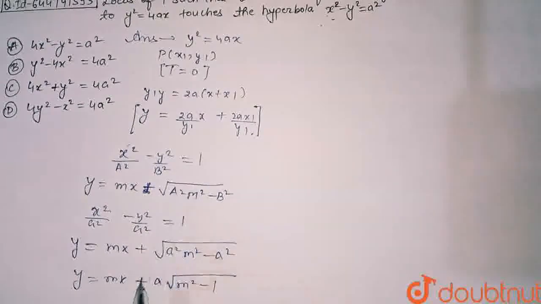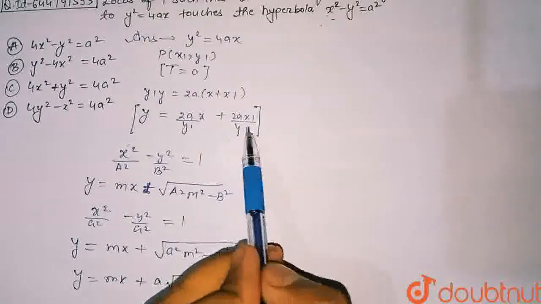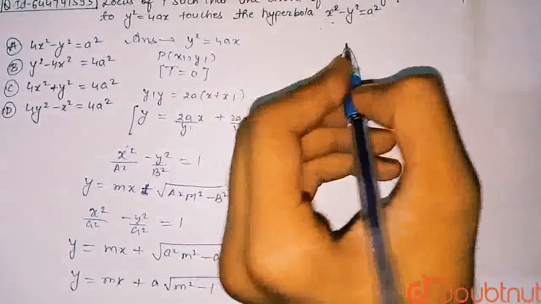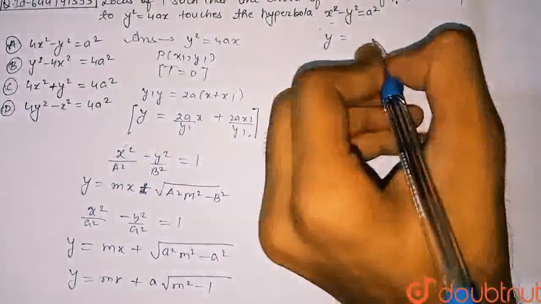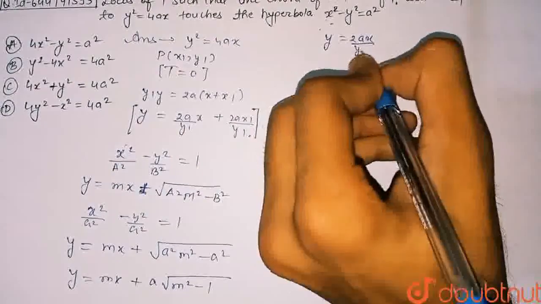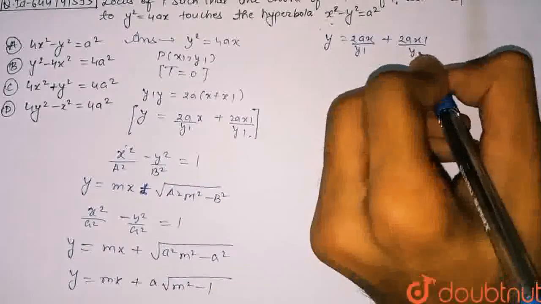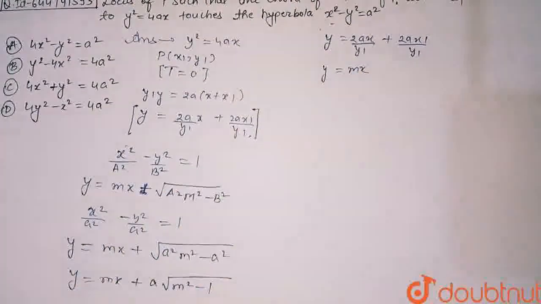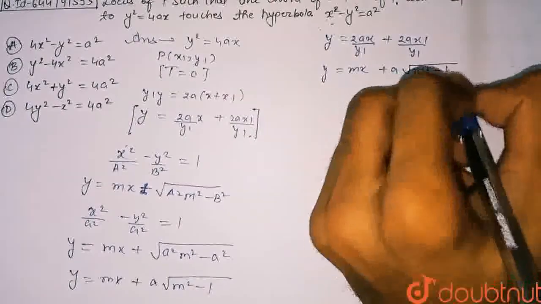Now we will compare this tangent equation with this chord of contact, because according to our question this chord of contact is the tangent for the hyperbola. So we can write the coefficient comparison of these two equations. Let's write this equation again. The first equation is y equal to 2ax upon y1, so 2a x upon y1, and the constant term is 2a x1 upon y1. This is our first equation. Now our second equation is y equal to mx plus a root of m square minus 1. This is our second equation.